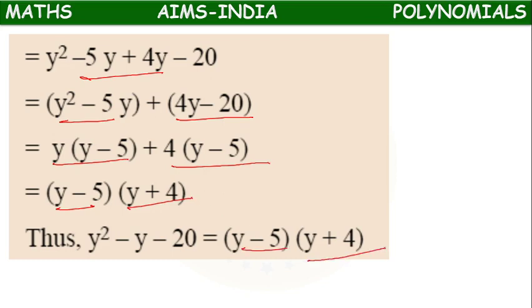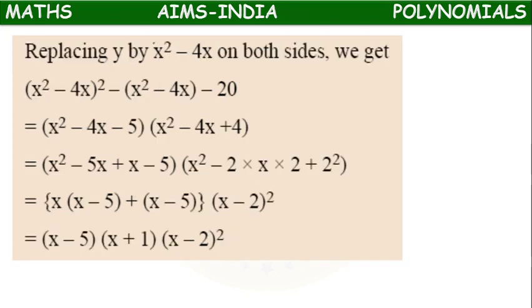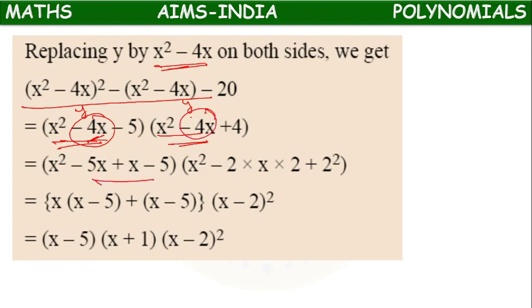We got 2 factors. Now in the place of y, we have to substitute the value. In the place of y, x square minus 4x. This is the LHS. In the RHS, y minus 5, in the place of y we have to keep this. y plus 4, in the place of y we have to keep this. Again, this middle term can be split into 2 terms.